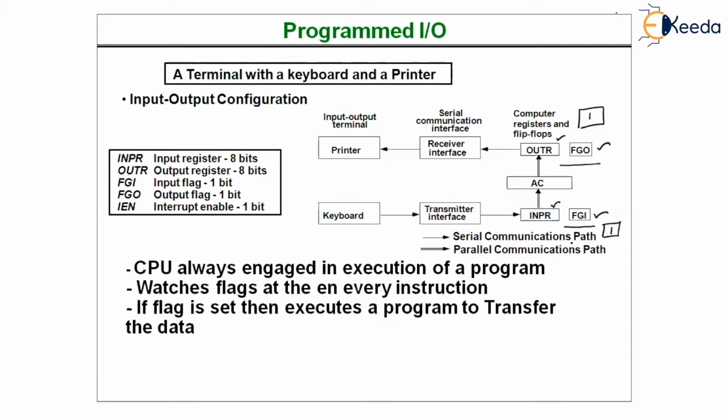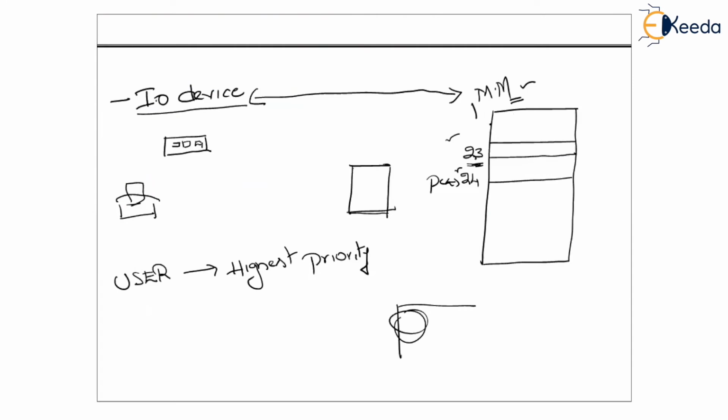the CPU will watch the flags. How? Let us understand. You know that the CPU is going to execute the programs. It is executing, let us say, a 20th instruction. After executing the instruction, CPU will watch the flag, that is, input flag and output flag. Okay. And if none of the flags are set, then it goes and executes the next instruction. Again, it checks the input flag and output flag after executing the next instruction.